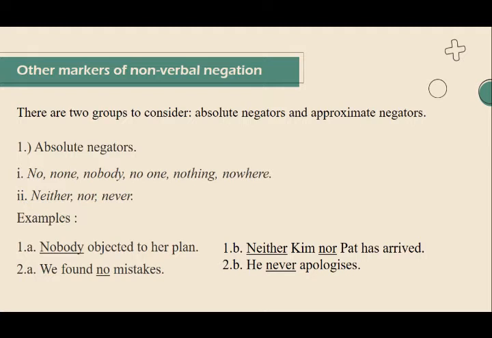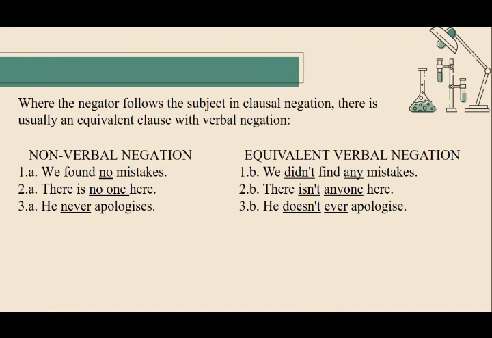So let's take a look at the examples. Nobody objected to her playing. We found no mistakes. Neither Kim nor Pat has arrived. He never apologizes. Where the negator follows the subject in clausal negation, there is usually an equivalent clause with verbal negation, like in the examples below.